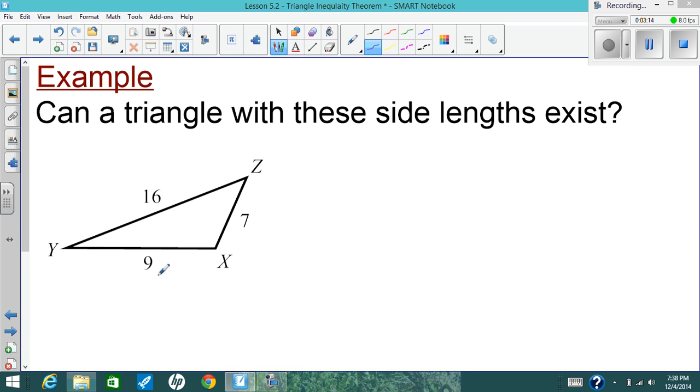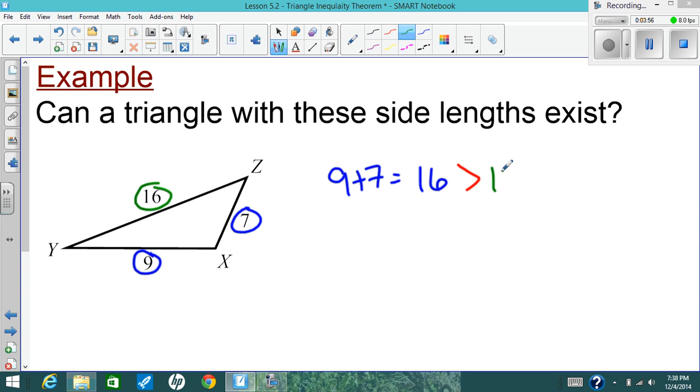So go ahead and pause the video and find out if this triangle can exist with these three side lengths. So like I said on the last slide, any two of these sides should add up to be bigger than the third. But a shortcut, a hint I gave you, is to take the two smallest sides, so 9 and 7, and we'll add those together. And we get 16. And we need those two sides to be greater than the third side. So we need 16, the sum of the two small sides, to be greater than the other side.